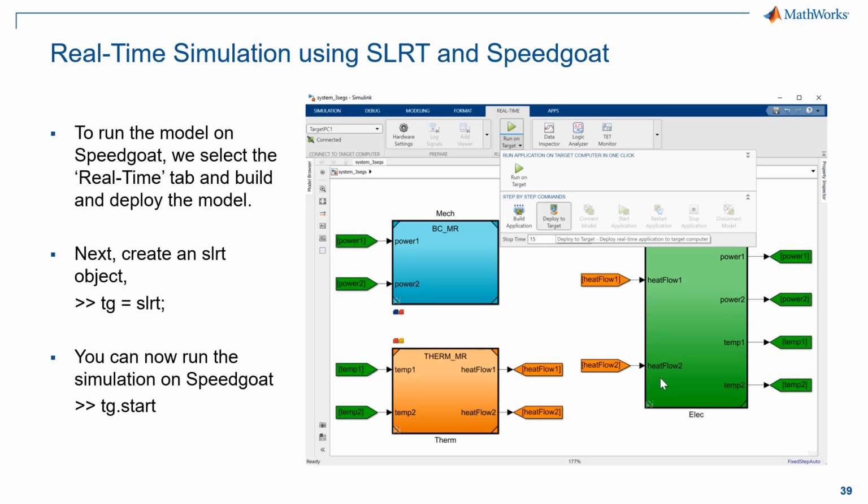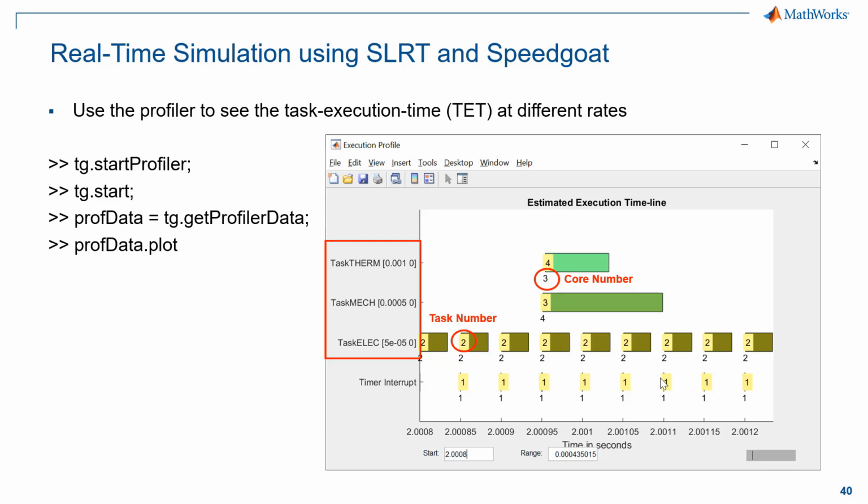We then build and deploy the model from the real-time tab and do what we've done before. We create the SLRT object and then interact with Speedgoat through that object. If we now take this system and look at the task execution times, we have parity with the last system. So I've actually done it to reflect what was done with the implicit concurrent execution. So you can see now we have the three tasks, task elect, task mech, task therm, and we have the same computational behavior because, as I say, I've done parity with the last system.